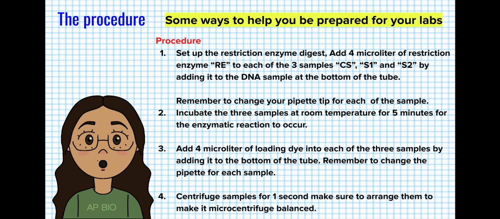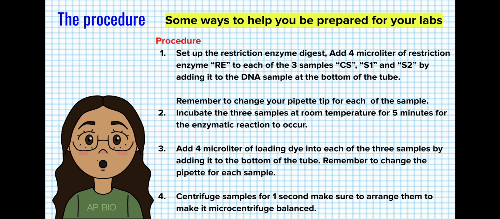The procedure. Set up the restriction enzyme digest. Add 4 microliters of restriction enzyme RE to each of the 3 samples, CS, S1, and S2, by adding it to the DNA sample at the bottom of the tube. Remember to change your pipette tip for each sample. Incubate the 3 samples at room temperature for 5 minutes for the enzymatic reaction to occur.